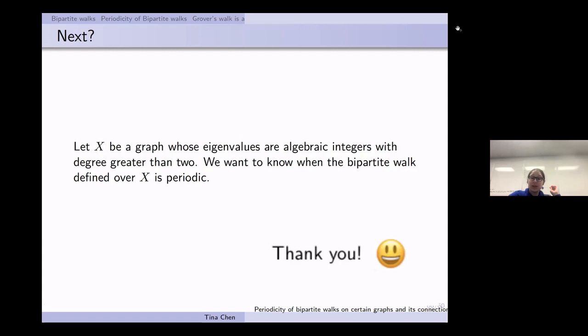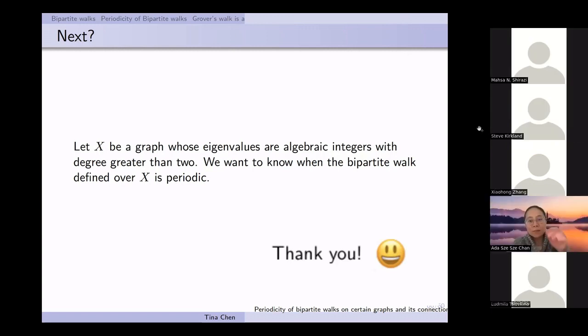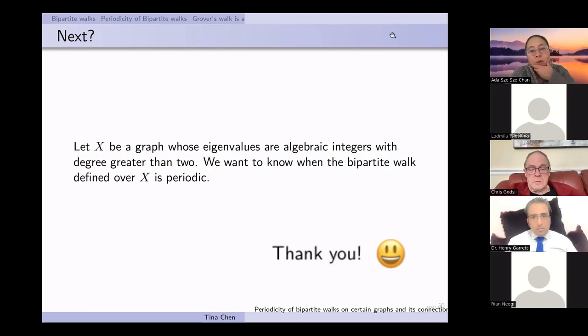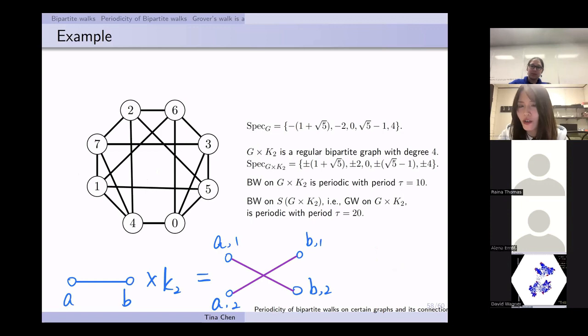Are there any questions for Tina? Tina, what about just one periodic edge, or maybe only a subset of edges being periodic, instead of the entire edge set? So just a few states being periodic? Oh, just one edge being periodic, for example, instead of the entire graph being periodic.